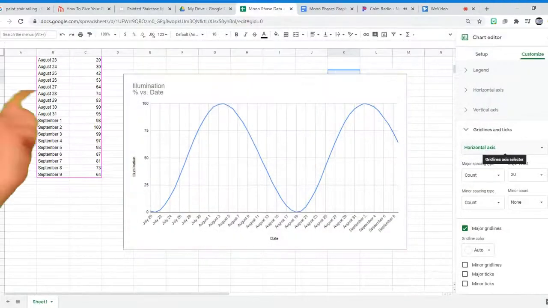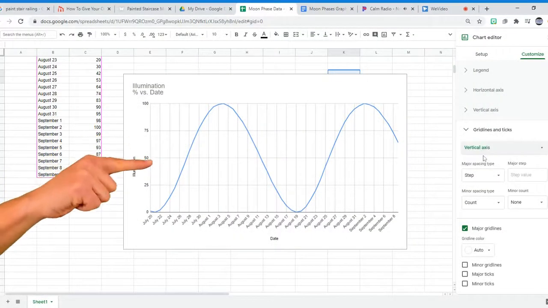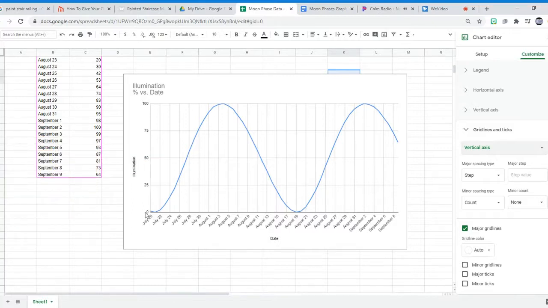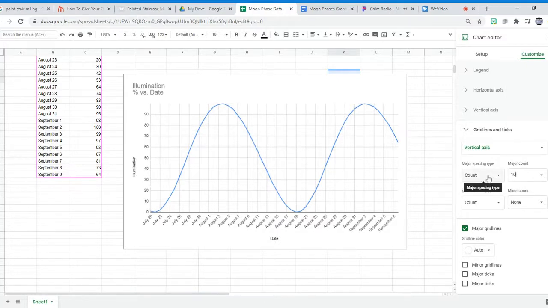The same thing is true with the vertical axis. Right now, the vertical axis is counting by 25s. That's a lot. It would be a little bit easier if the vertical axis was counting by tens. So notice I changed this to counting by tens. 0, 10, 20, 30. I can see the illumination change. That might be a little bit easier to read your graph.